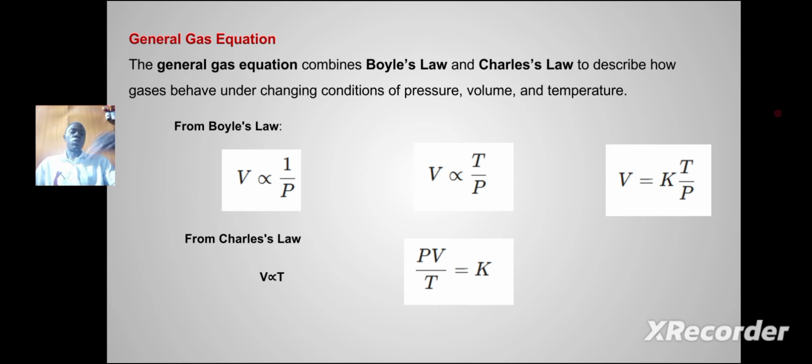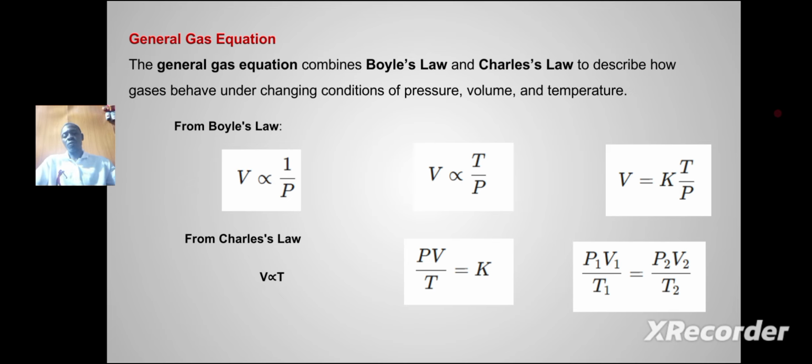It means that the product of the pressure and volume of a gas divided by the temperature gives us a constant. It also means that P₁V₁ over T₁ is equal to P₂V₂ over T₂ is equal to P₃V₃ over T₃, and so on. As long as you multiply and divide correctly, you get a constant value. So this is the general gas equation.